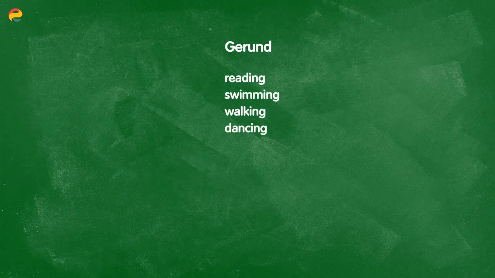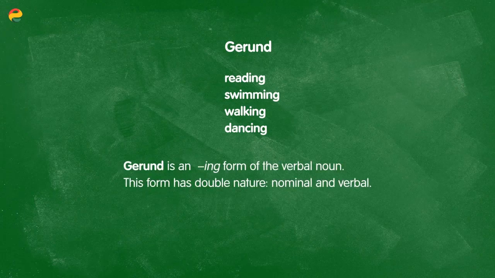I can say, for example, reading, swimming, walking, or dancing. So here, the gerund is just the ing form of a verb, right? Kind of. The gerund may look very similar to something we've also talked about, the present participle. However, you should not confuse them. They are not the same, even though they look the same, and they do not have the same function.